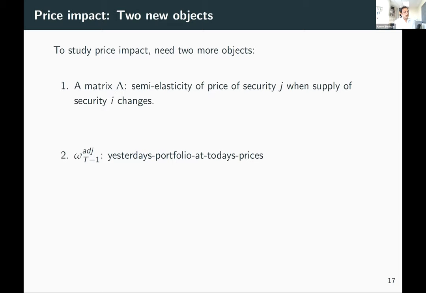Since I'm running out of time, let me talk about the second part of the analysis where we introduce price impact. And to discuss price impacts, I'll need two new objects. One is a matrix lambda, which is a semi-elasticity of the price of security J when the supply of security I changes. And a second is just a reformulation of the portfolio which we come in with. It's like yesterday's portfolio, but revalued at today's prices.